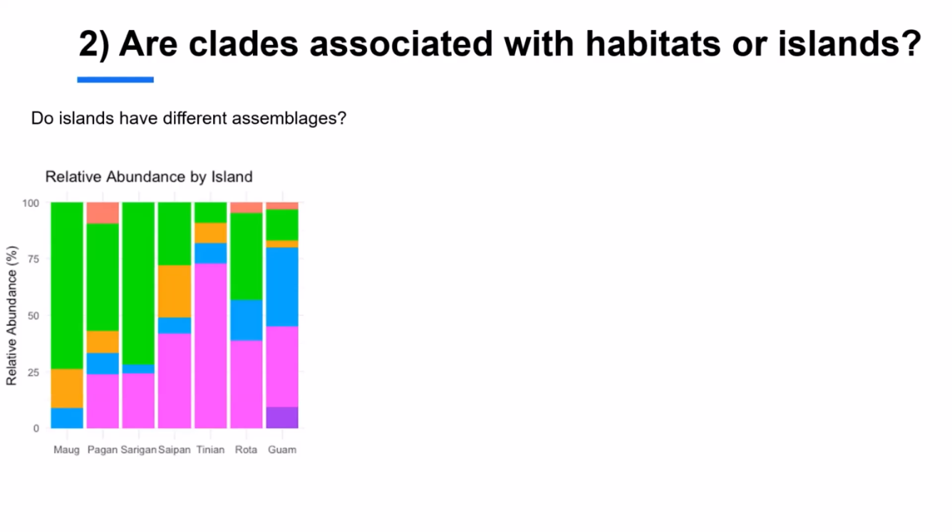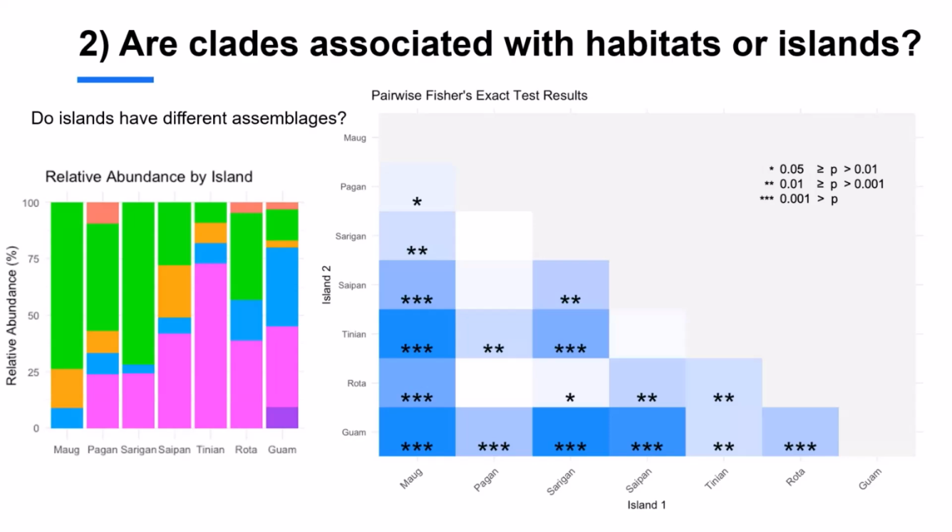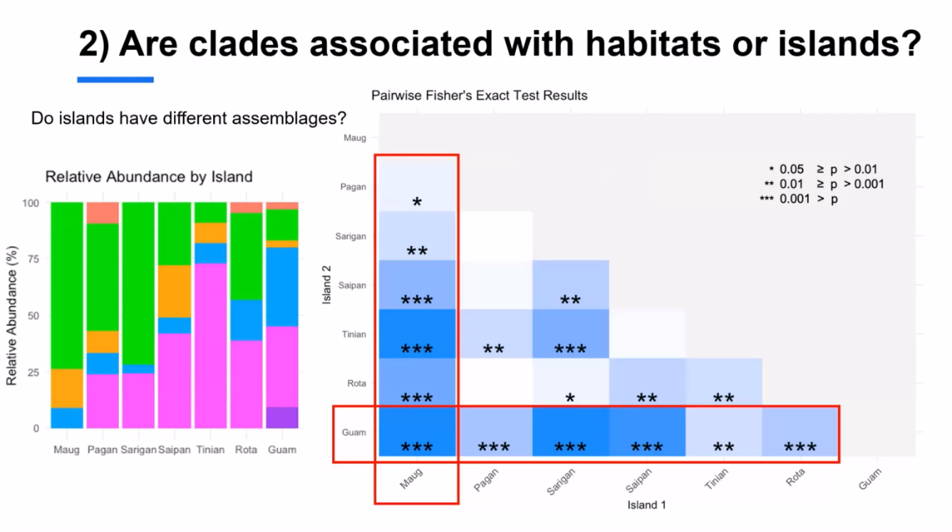Next, are there differences in cladal assemblage by island? And to answer that question, I used a pairwise Fisher exact test framework. So here's a heat map that shows comparisons of one island to another on a pairwise basis. And the cell color represents the significance in that difference, as well as the asterisk. And the results of this were that 2 islands out of the 7 did indeed have unique cladal assemblages compared to all the other islands in the archipelago. And that is the islands of Guam in the southernmost end of this sampling regime and Mog in the northernmost end.